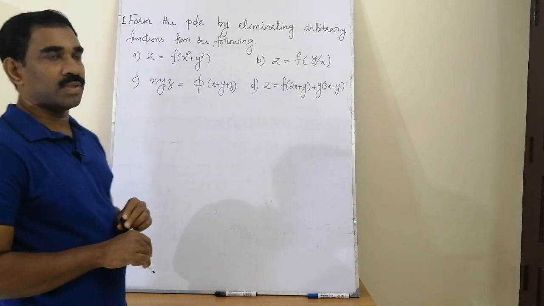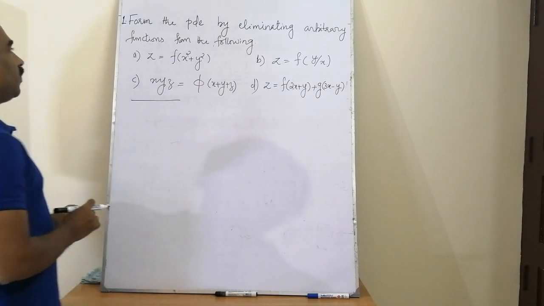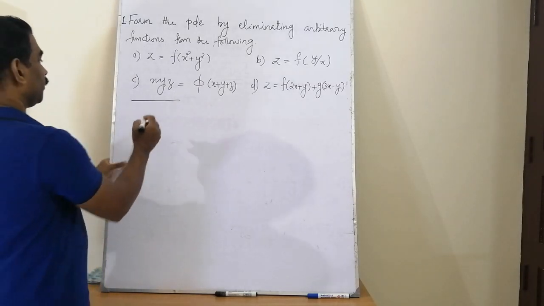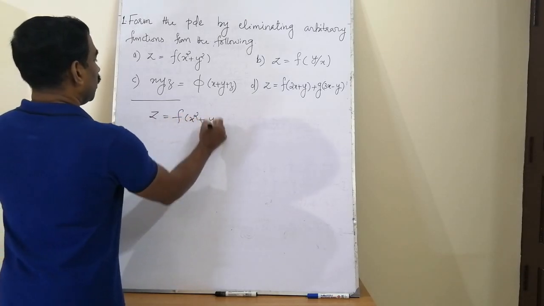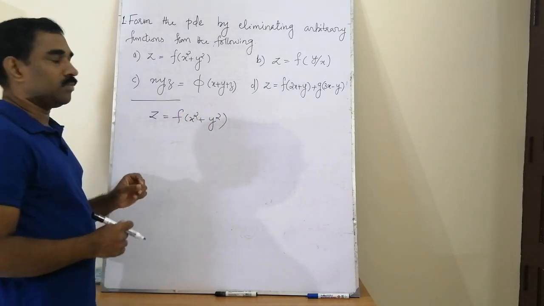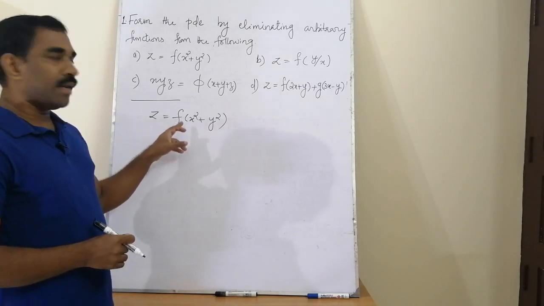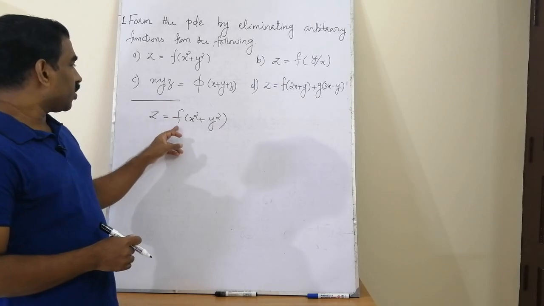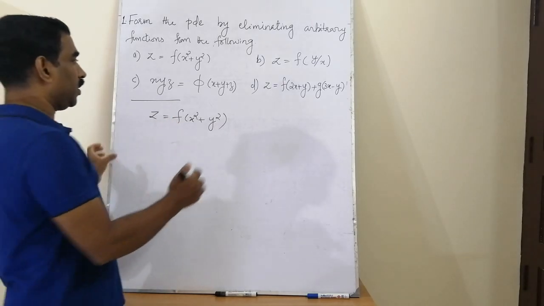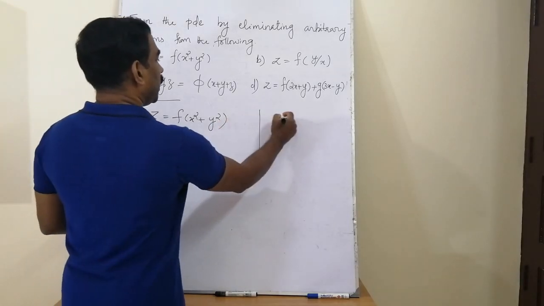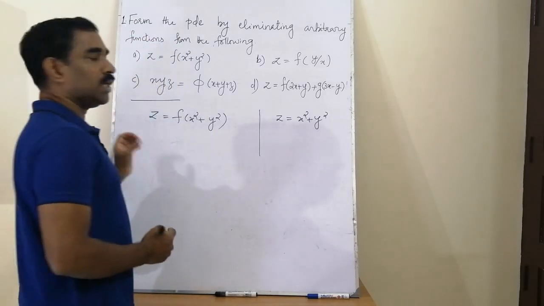are arbitrary functions. What is the meaning of saying that z is an arbitrary function of x square plus y square? See, consider z is equal to f of x square plus y square, where f is an arbitrary function. This f is an arbitrary function means this f may be identity function, or it may be exponential function, trigonometric function, logarithmic function, or any combination. For example, we can write this z as z is equal to x square plus y square. Then what is the role of f? f is the identity function.